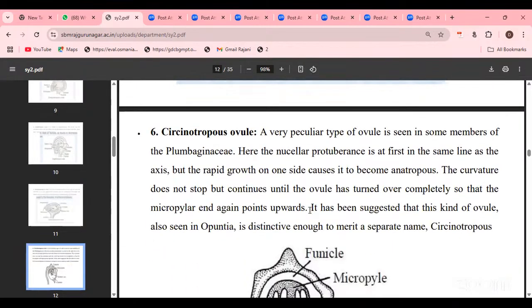Coming to the circinotropous ovule, a very peculiar type of ovule is seen in some members of the family Plumbaginaceae. Here, the nucellus protuberance is at first in the same line as the axis, but rapid growth on one side causes it to become anatropous.